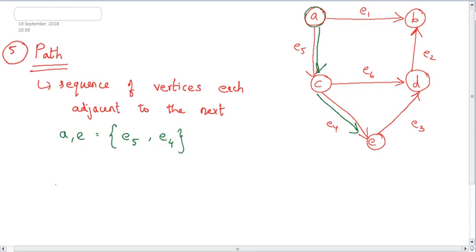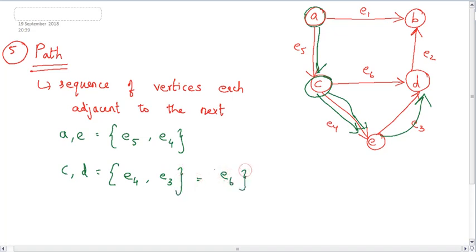And let us see one more example. Whether I can have a path between C to D. C to D, I can travel from C to E, and then E to D. So I am going to have two edges E4 and E3. But point to be noted, C to D has a direct edge E6. So either you can go through E6 or through E4, E3.